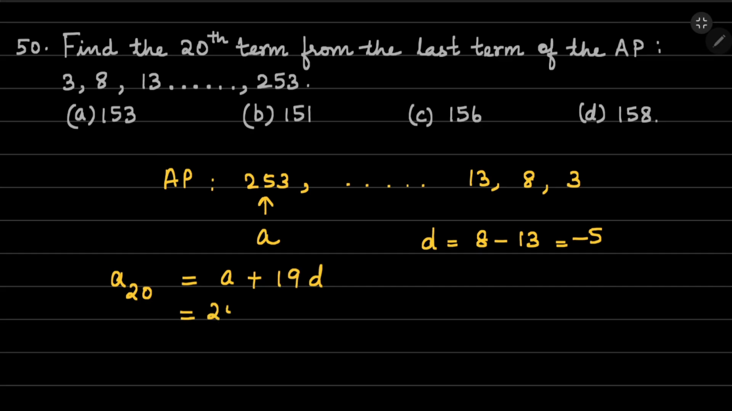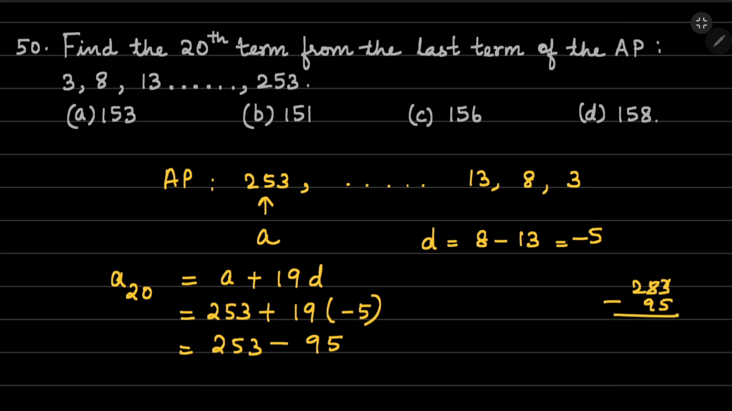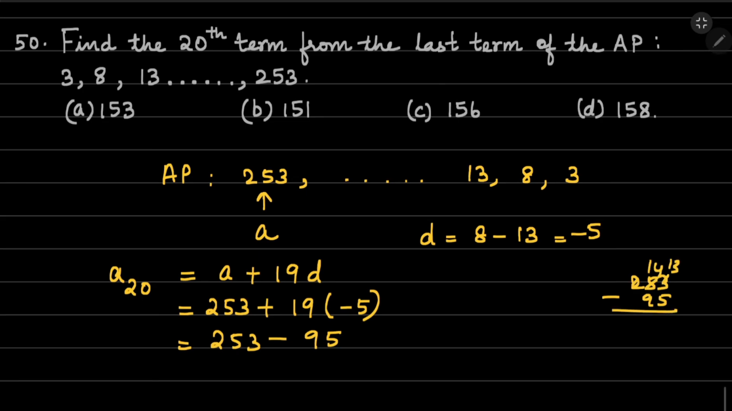What is A? 253, plus 19 into D, which is minus 5. So 253 minus 9 5s are 45, 5 4s are 20, so it's 253 minus 95. So you have 13, 4 is 14. So 13 minus 5 is 8, and then 9, it's 5, 158. 158 is the answer. 158 is the correct answer. That's your 20th term.